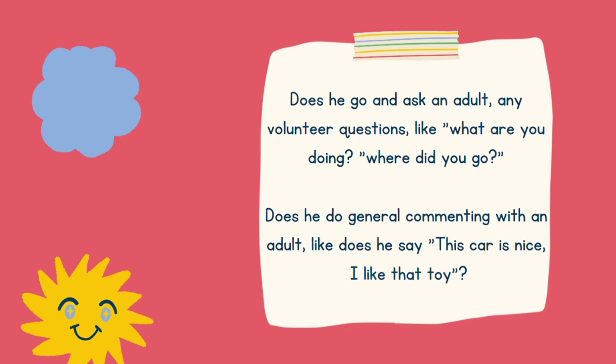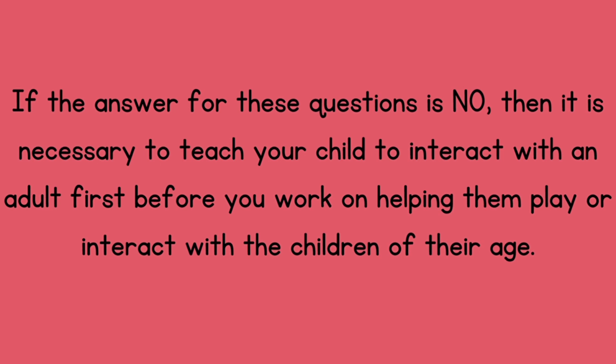Does he go and ask an adult any voluntary questions like, what are you doing? Where did you go? Does he do general commenting with an adult, like saying, this car is nice, I like that toy? If the answer to these questions is no, then it is necessary to teach your child to interact with an adult first before you work on helping them play or interact with children of their age.